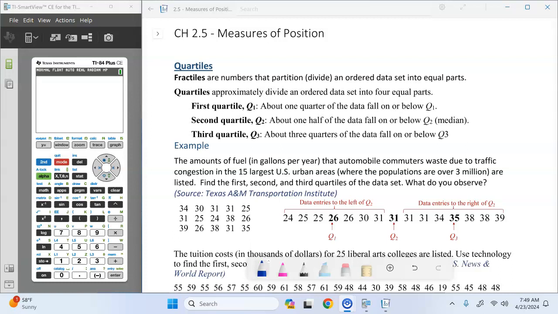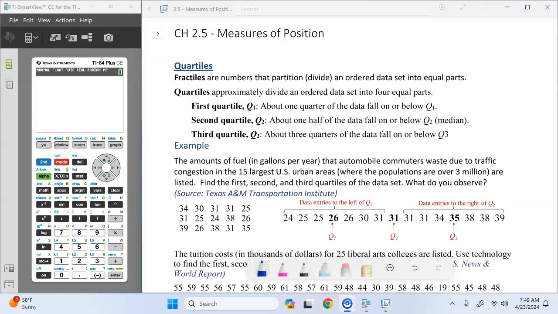Ordered data is evenly divided into 4 equal parts, okay? So you have the lower 25%, the second 25%, the third 25%, and then the upper 25%. And the boundaries are the first, second, and third quartile. So the first quartile is 1/4 of the data falls on or below that line. So we're grabbing the first quarter of our data, the first 25%, and that is our first quartile.